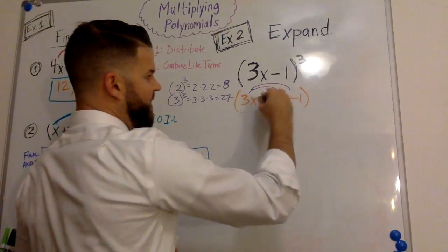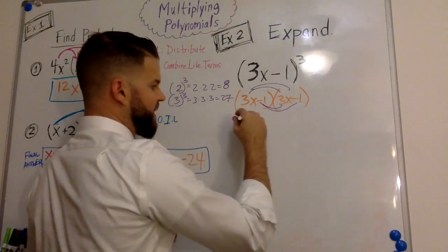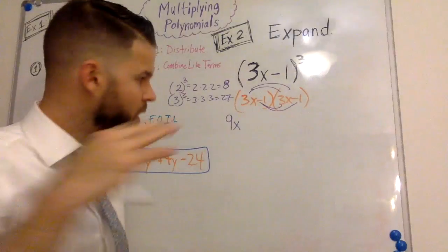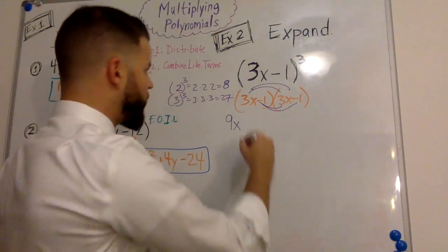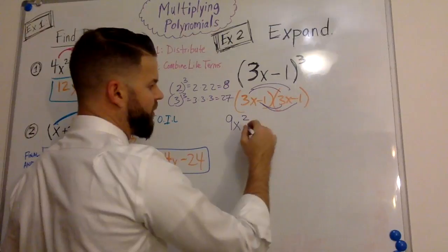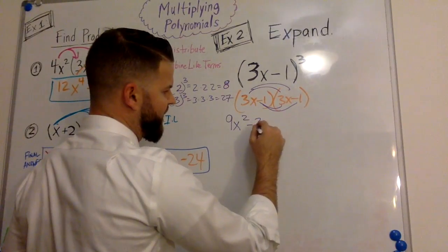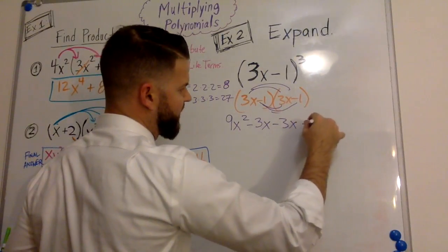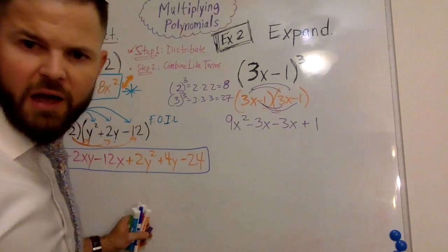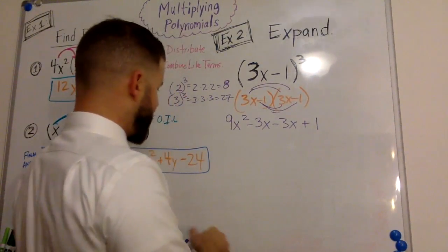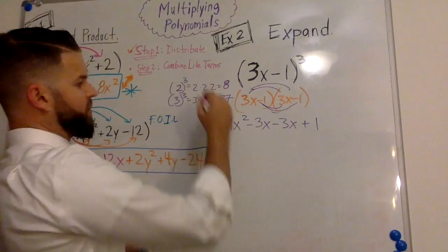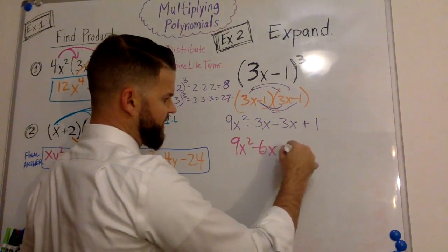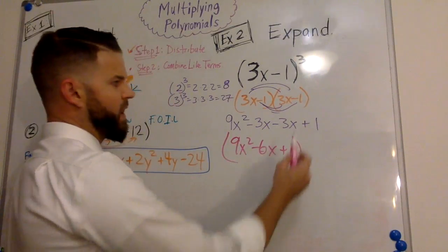So if I FOIL this thing out, first, outside, inside, last, 3x times 3x gives me a 9x squared. That's correct. If I do it one more time, I got a negative 3x, I got a negative 3x, and I got a positive 1. How do you feel about that? All right, let's tidy it up then. Step 2 says combine like terms, so I got 9x squared minus 6x plus 1. I believe that looks right.